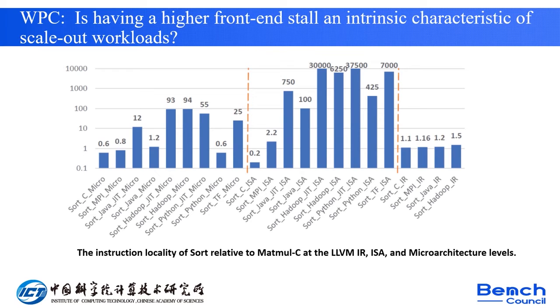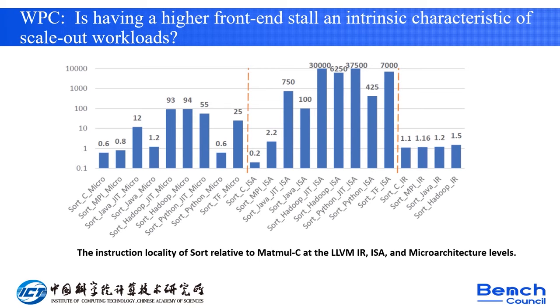The Sort Java and Sort Python's L1-I MPKI is reduced from 0.19 to 0.019 and from 0.99 to 0.01 respectively, for Sort Java and Sort Python with JIT turned off.